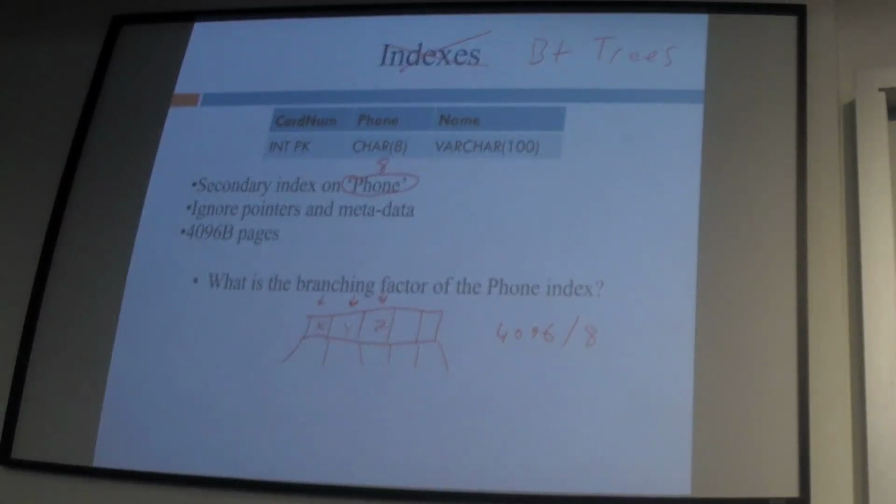So it's 4096 divided by 8. That's how many keys will fit in a page. And then we have plus 1 for the branching factor, because we have pointers to the left and to the right of the first and last one. That ends up being 513.